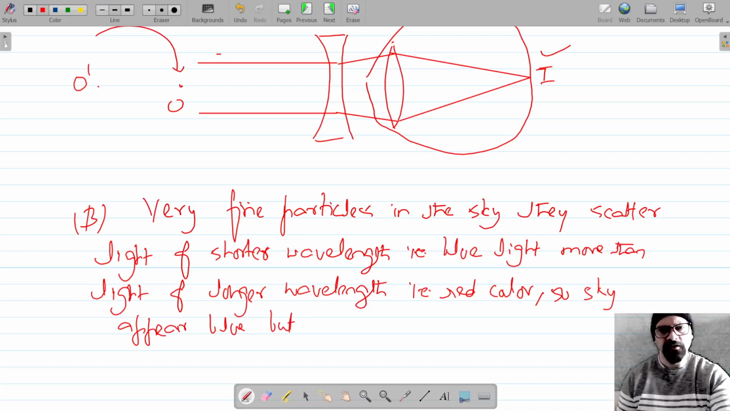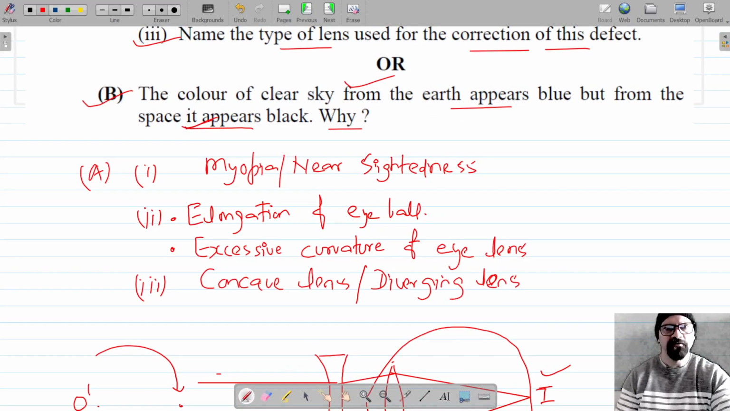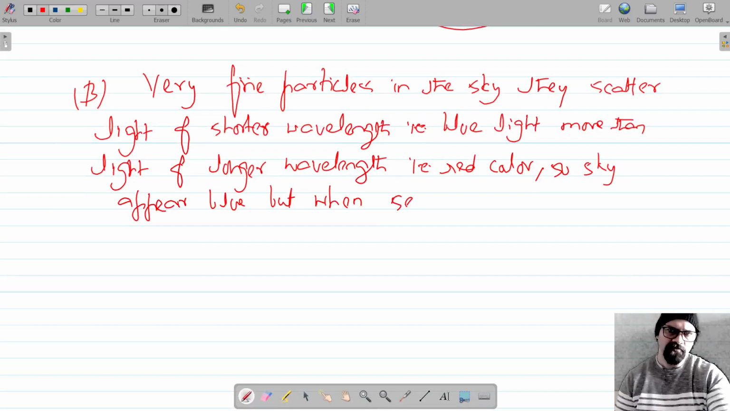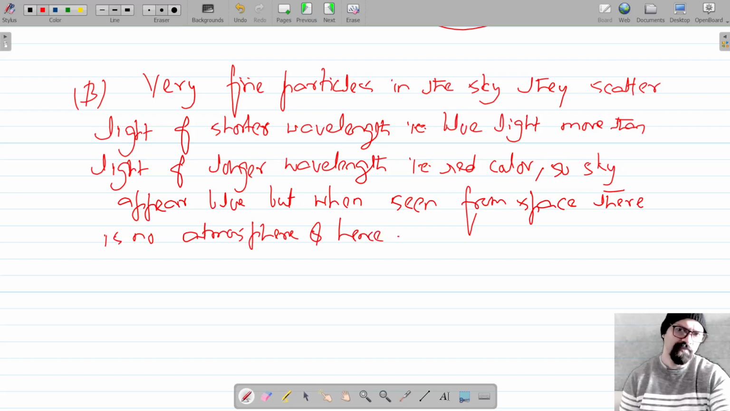But when we see it from high altitudes, the question is why it appears black from space. When seen from space, because we are at high altitudes, we are out of the atmosphere of the Earth. There is no atmosphere in between, and hence there is no scattering of light. If there is no scattering of light, no colors are scattered, and hence from space it appears black.